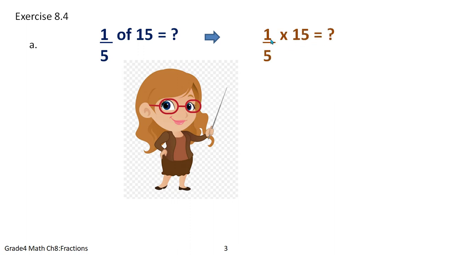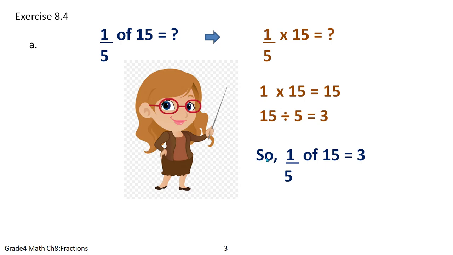Okay. Now what's the numerator? What do you have above the line? 1 multiplied by 15. So I'll take the numerator first, that is 1 multiplied by 15 will be 15. Now the denominator is left over, so you will do 15 divided by 5, and that will be 3. So my answer here, 1/5 of 15 will be 3.